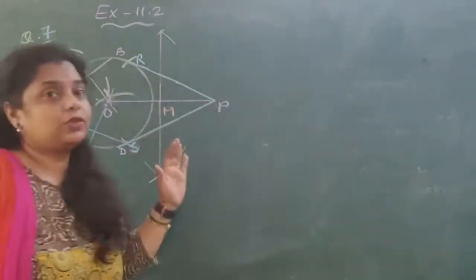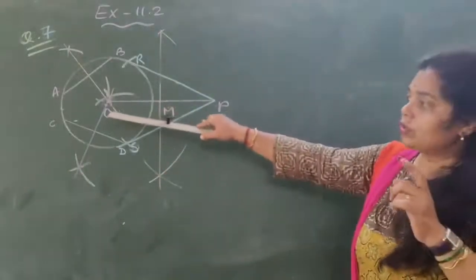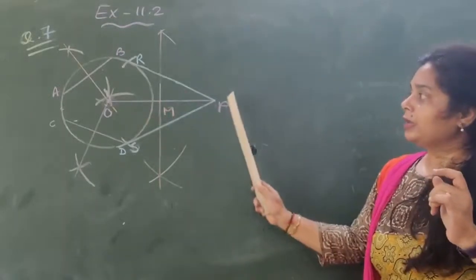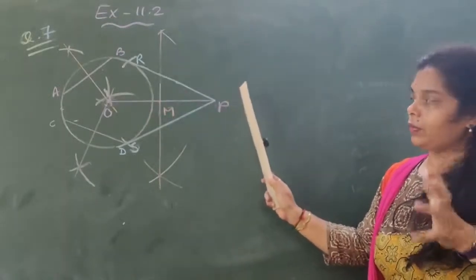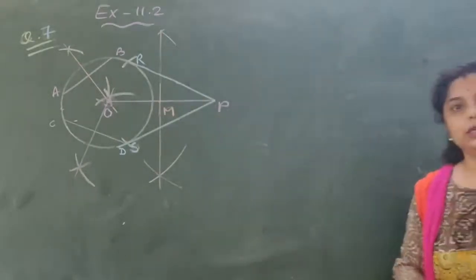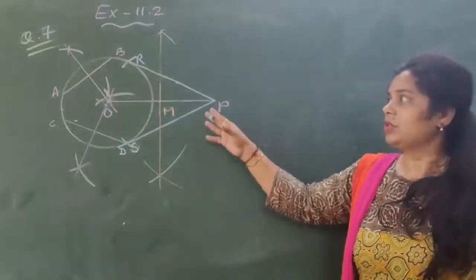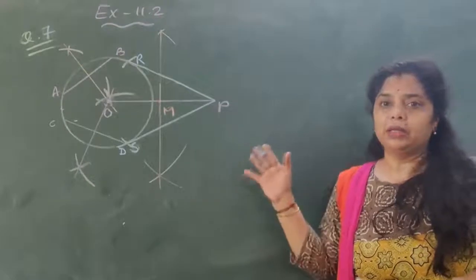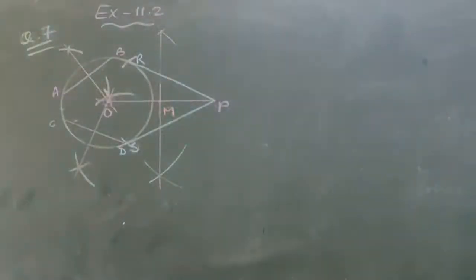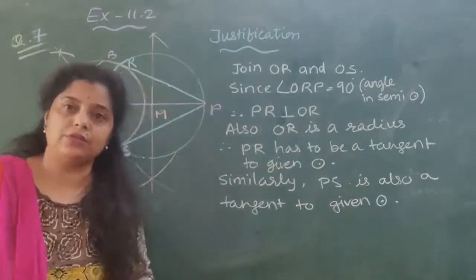Like this you can draw a tangent if they are asking to draw a circle without using the rounder, take any point P outside, and draw the tangent. Isn't it interesting? Okay, so you can do regular practice so you can get a better result. Okay, so let's see the justification. Let's see what to write in the justification.